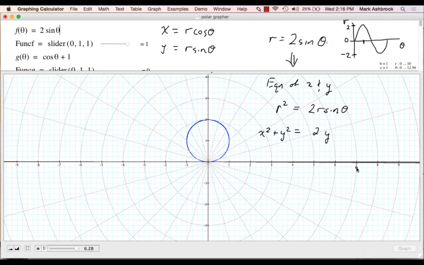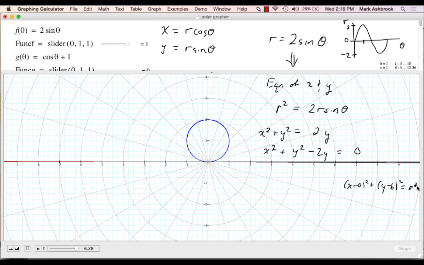So look, we just got an equivalent equation to r equals 2 sine theta. x squared plus y squared equals 2y is equivalent to r equals 2 sine theta. And we're back in rectangular coordinates. And so then we can say, oh, we know what the equation of a circle is. Maybe we can start moving towards that. So what is the equation of a circle? (x minus a) squared plus (y minus b) squared equals r squared.